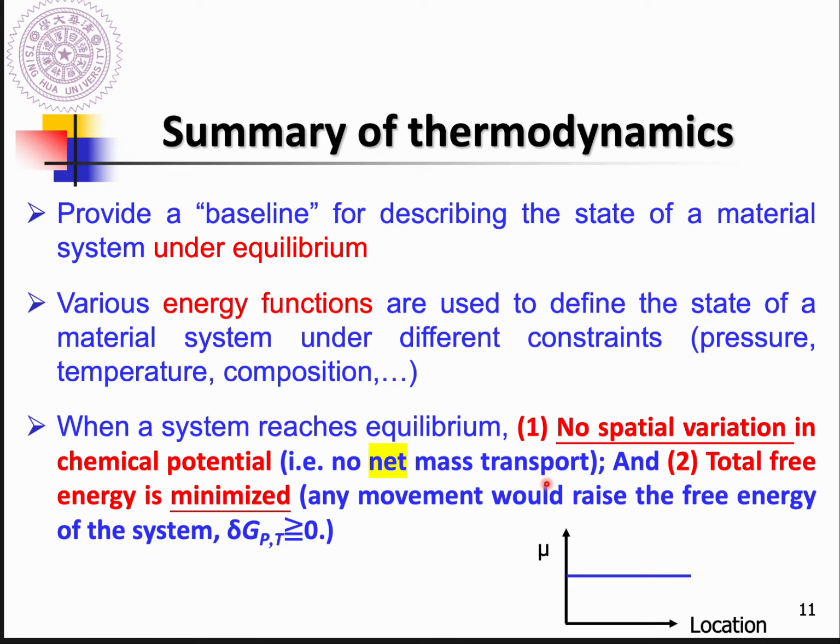And the second part is that the total free energy is a minimum. When you reach equilibrium, the total free energy of the system is minimized. To describe this in more detail, you can say any movement will raise the free energy of the system. Under this situation, you will say the total energy of the system is minimized. Okay.